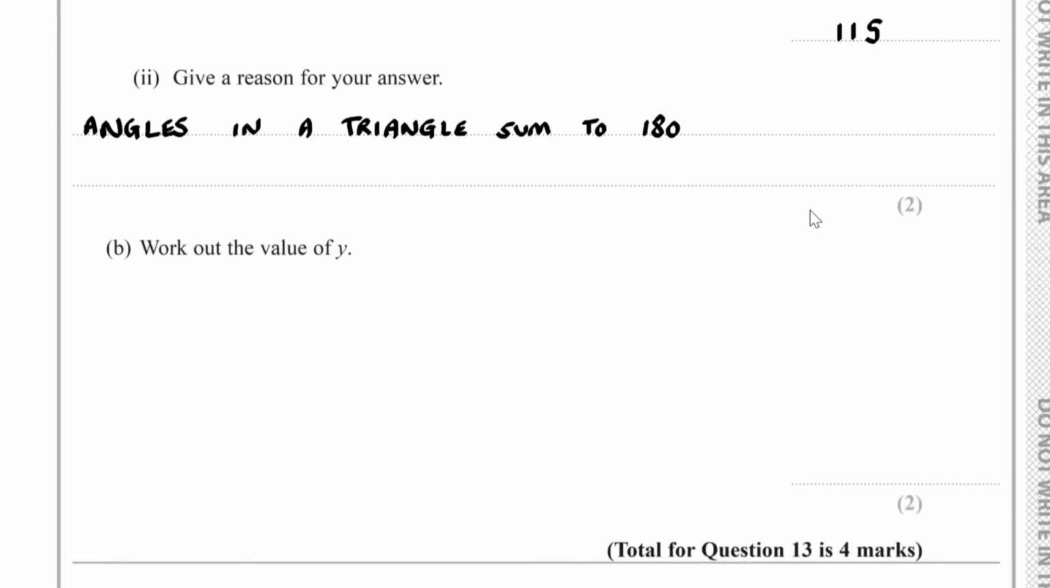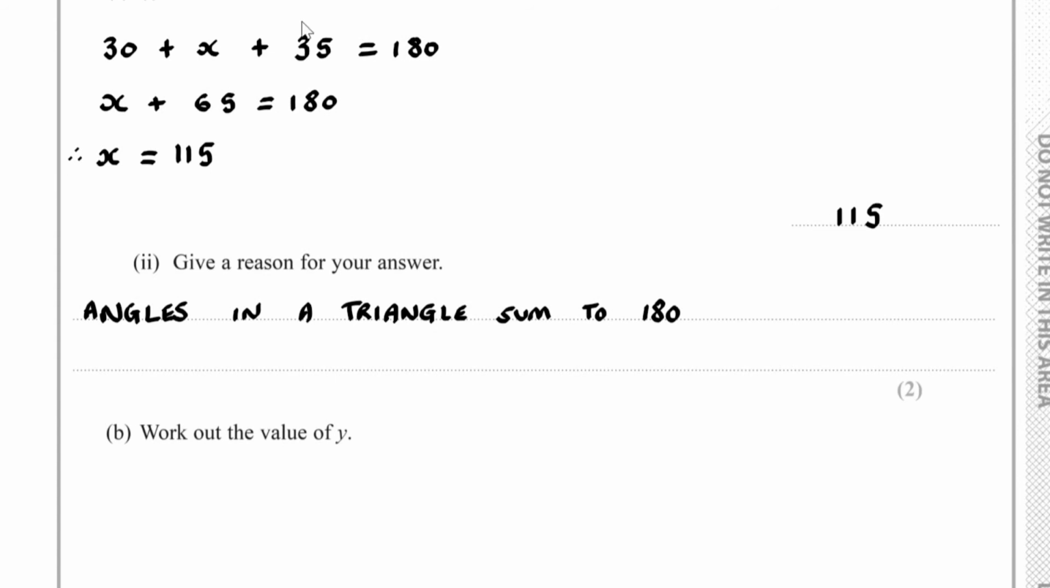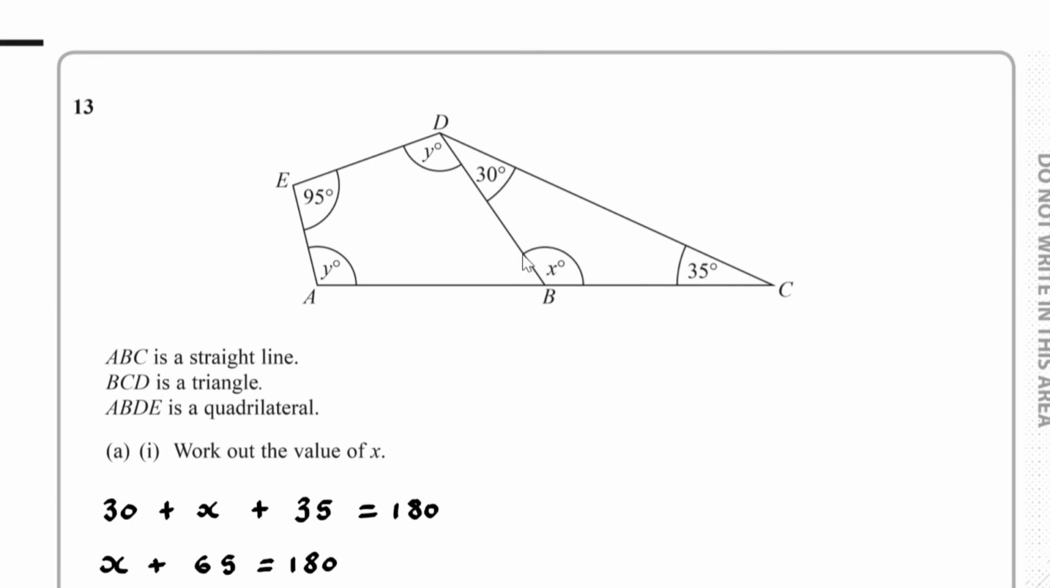Now we have to find the value of y. Well, to find the value of y, we can find the angle DBA. The angle DBA is 180 take away 115, which is 65. So this angle here is 65 degrees. And that's because angles in a straight line sum to 180.